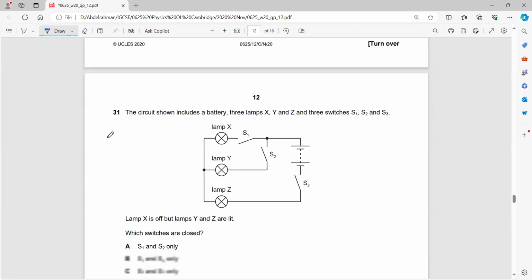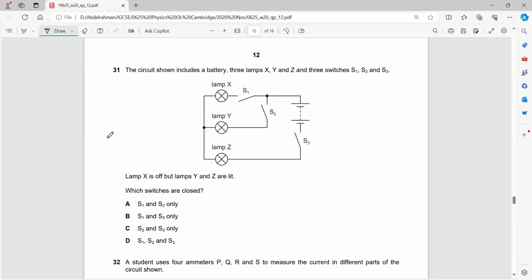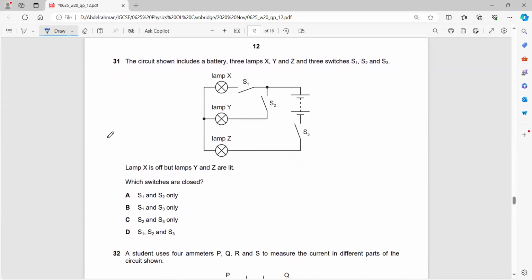Okay. Question 31. The circuit shown includes a battery, 3 lamps, and 3 switches. Lamp X is off, but Y and Z are lit. Which switches must be closed?